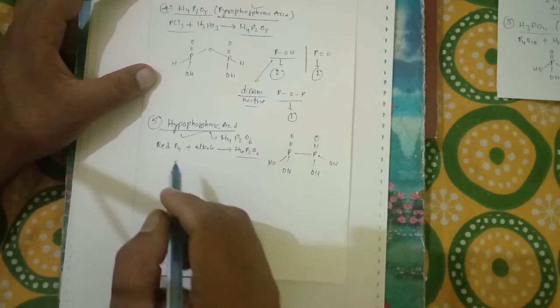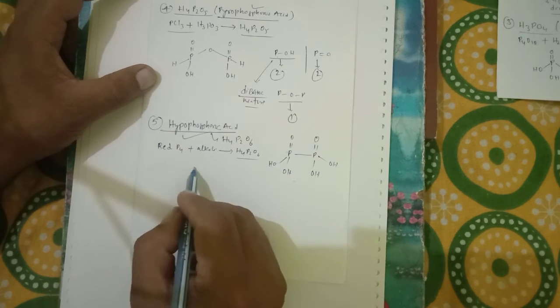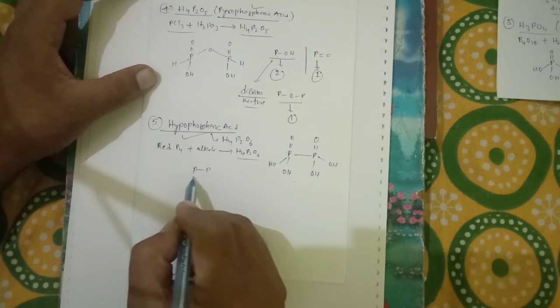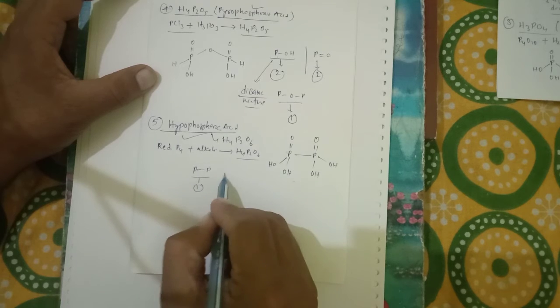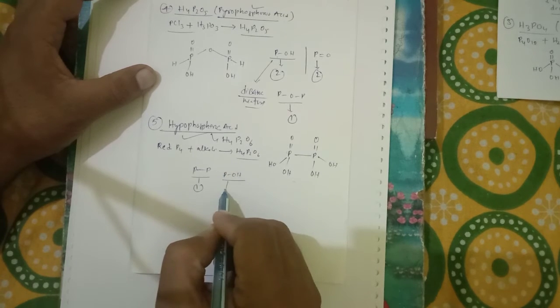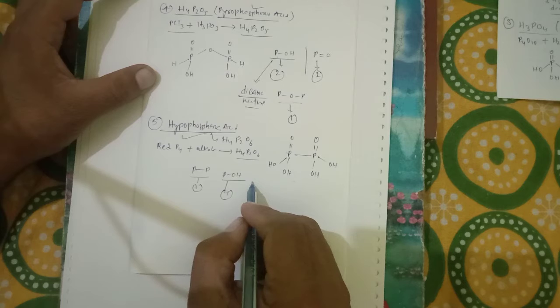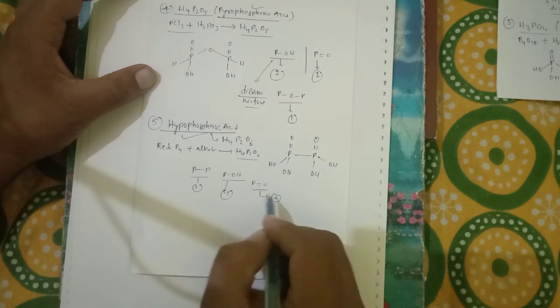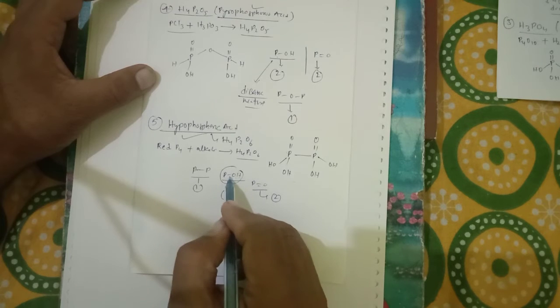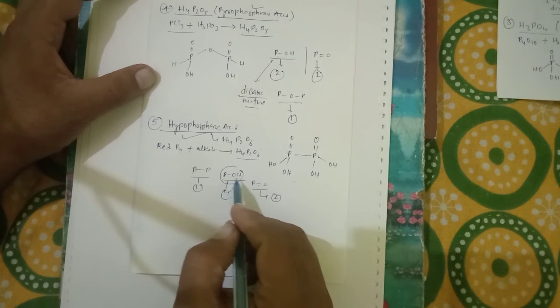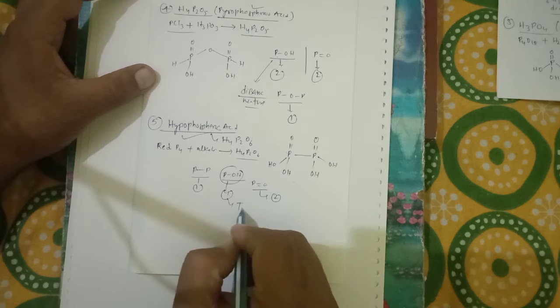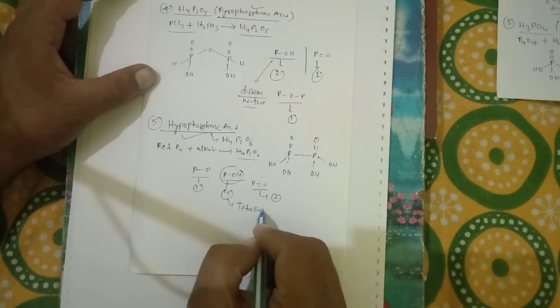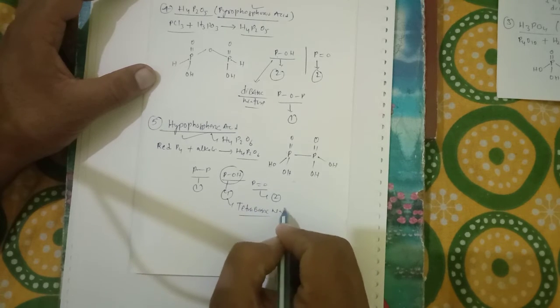So we find that here, how many P-P single bonds are there? That is 1 in number. How many P-OH bonds are there? That is 4 in number. How many P double bond O bonds are there? That is 2 in number. As we find that here 4 P-OH bonds are present, so it is tetrabasic in nature.